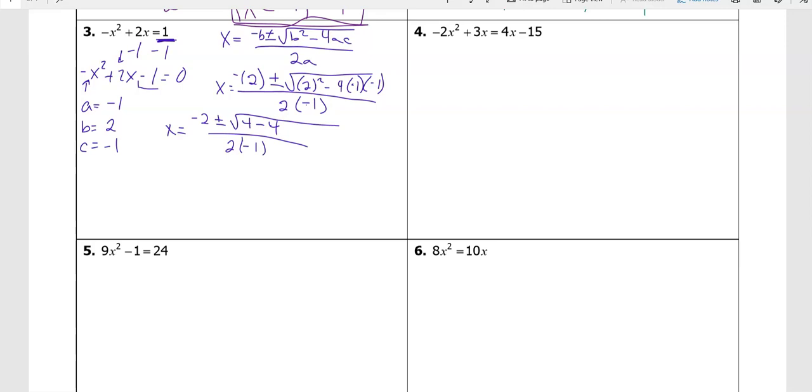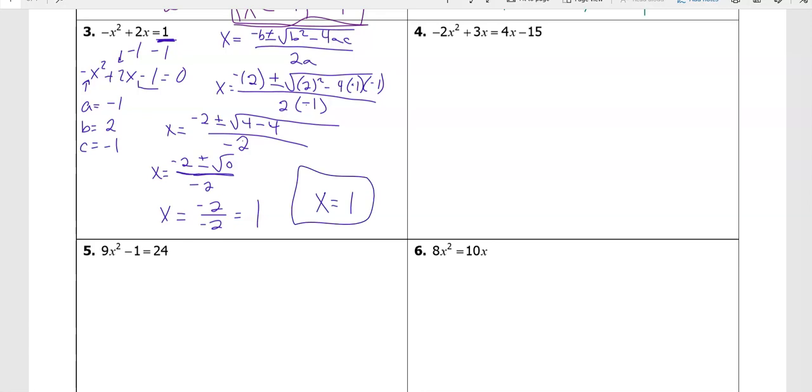Oops, sorry, that's negative 2. I was already simplifying. All right. X equals negative 2. And 4 minus 4 is 0. Plus or minus the square root of 0 over negative 2. And here's the thing. Whenever you get a plus or minus the square root of 0, you know your answer is only going to have one solution. So we are going to have negative 2 divided by negative 2, which is 1. So in this case, x equals 1.